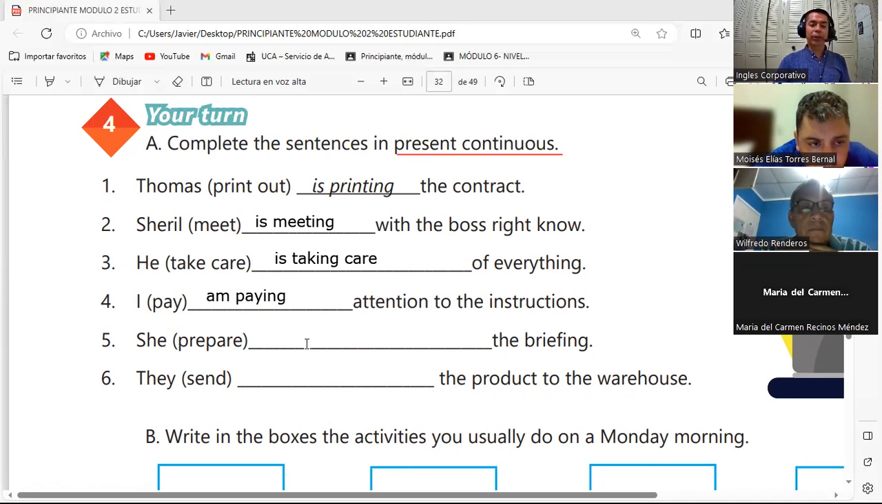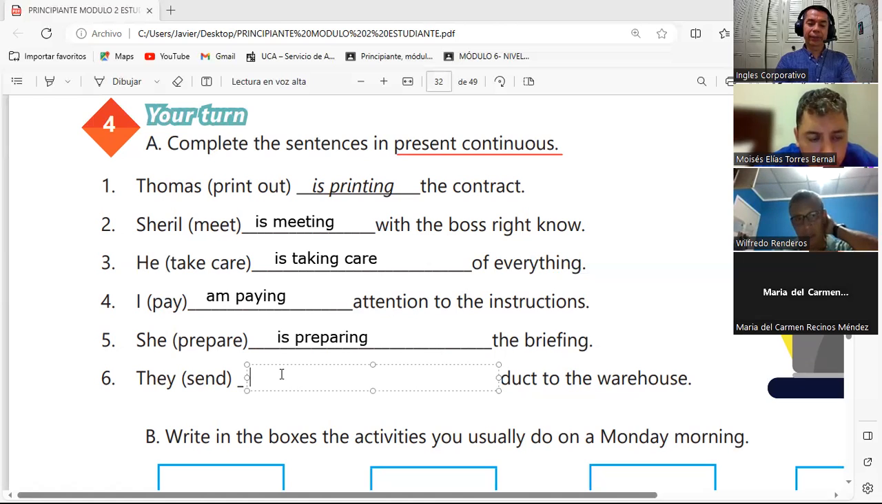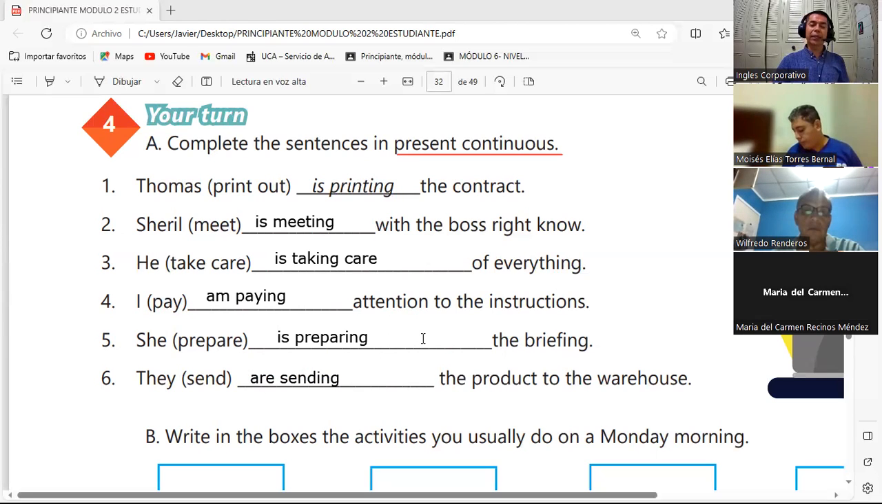Now, volunteers. Number five, please. She is preparing the briefing, right? Good. Number six. Another volunteer. Otro voluntario, please. Number six. They are sending the product to the warehouse. Okay? Good. Any question, class?